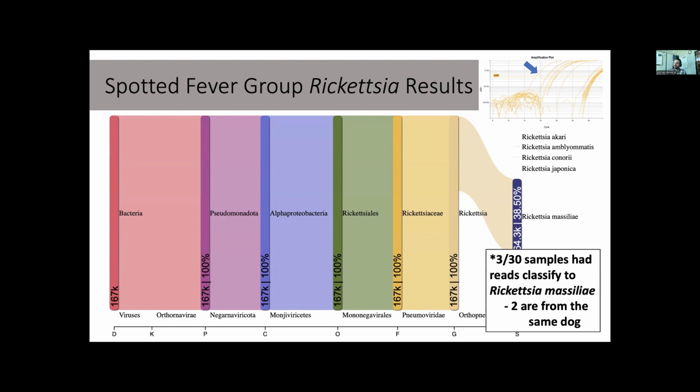And across all of our samples, a total of 3 samples out of the 30 that we tested for pan-Rickettsia had reads classified as Rickettsia montanensis, two of which were off of the same dog. So in addition to this pool of 5 males, we had an additional pool of a single female come off the same dog that was also positive for Rickettsia montanensis, leading us to believe that that dog was positive for Rickettsia montanensis and transmitted the pathogen to those ticks.